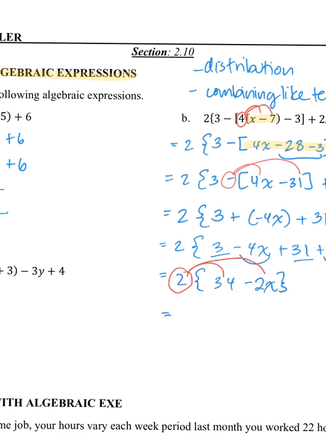And then we get 34 times 2. What is that going to be? I don't have my calculator as handy. What is that going to be? 68? Yeah. And then minus 4x.